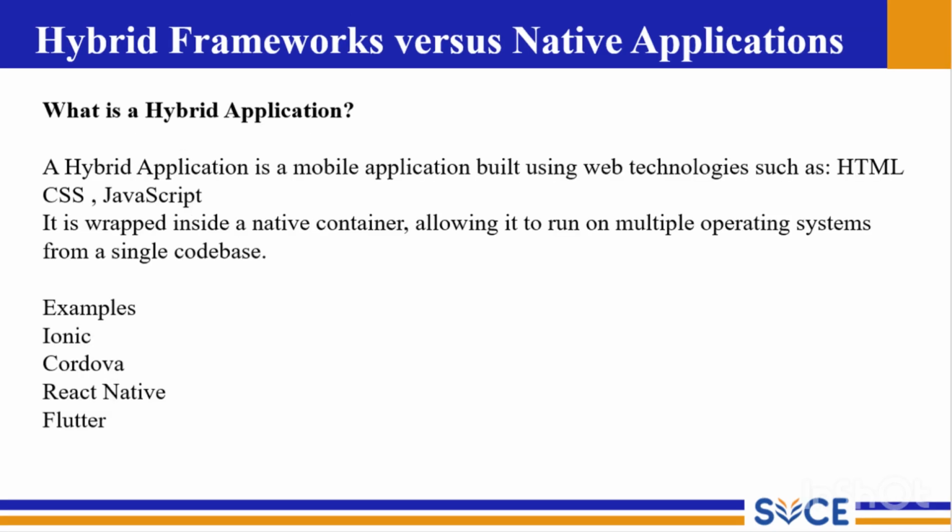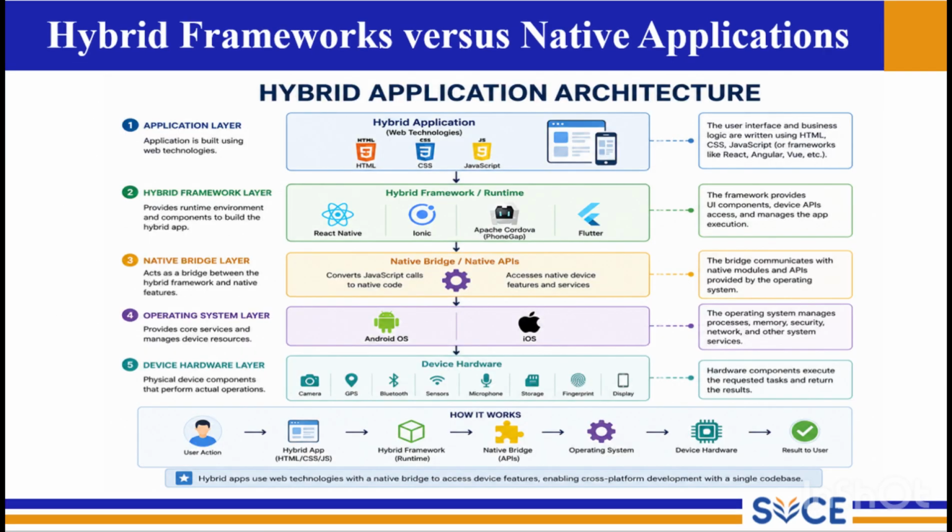Now, let us understand how a hybrid application works internally by studying its architecture. Unlike native applications, hybrid applications introduce additional layers that enable developers to build a single application capable of running on multiple platforms such as Android and iOS. The architecture shown on the slide consists of 5 layers. Let us discuss each layer one by one.